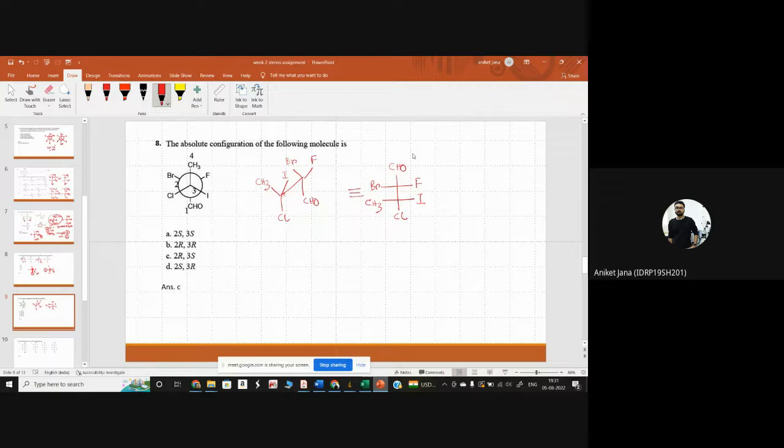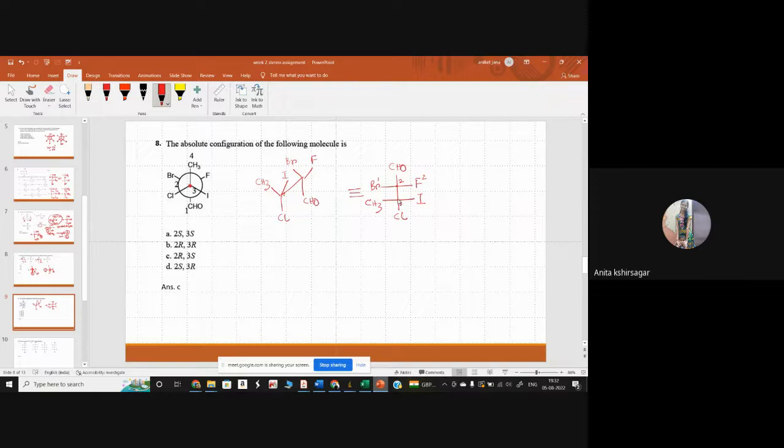So this one is the back carbon, carbon 2, and this is carbon 3. This carbon is the downward carbon, and the back carbon is this one. Any confusion? No, sir. Okay, so tell me, which one is of the highest priority for carbon 2? Bromine. Then fluorine, and then carbon 3, CHO or this one?